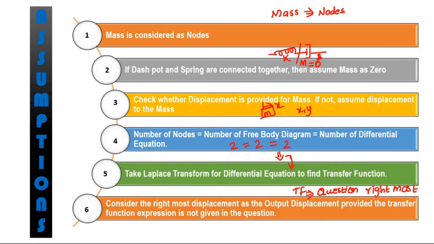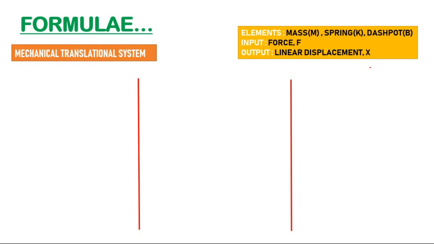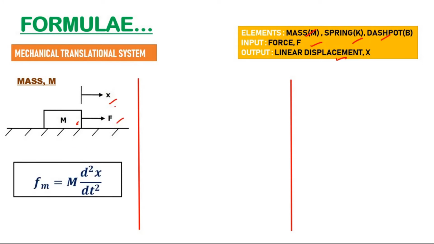Okay, next is, let's go through the mechanical translational system variables as well as the formulas. So for a mechanical translational system, the elements are mass, spring and dashpot. Input is force and output is linear displacement x. So the formulas related to mass: mass is represented as m, F is the applied force, x is the linear displacement, and the formula is Fm equal to m into d square x by dt square.